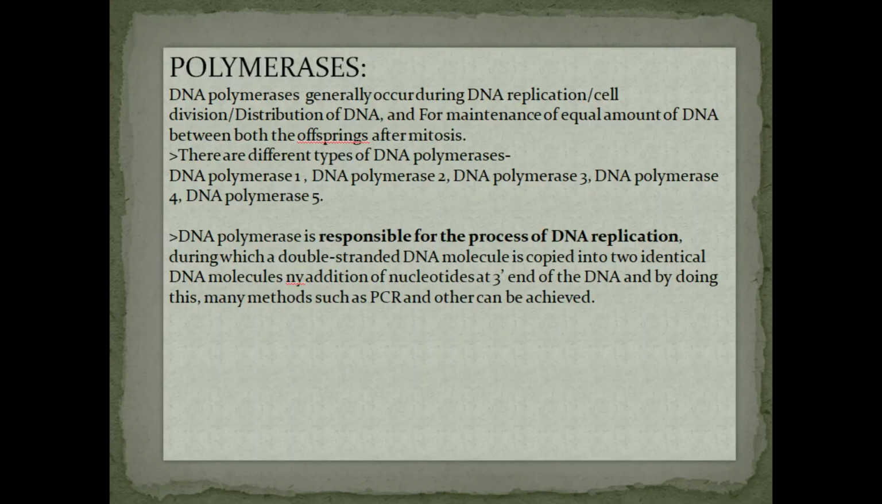The second enzyme is polymerases. DNA polymerases generally occur during DNA replication, cell division or distribution of DNA, and for maintenance of equal amounts of DNA between the offspring and in mitosis. There are different types of DNA polymerases: DNA polymerase 1, 2, 3, 4 and 5. DNA polymerase is responsible for the process of DNA replication, during which a single-stranded DNA molecule is copied into 2 identical DNA molecules by addition of nucleotides at the 3' end of the DNA, and by doing this, many methods such as PCR and others can be achieved.